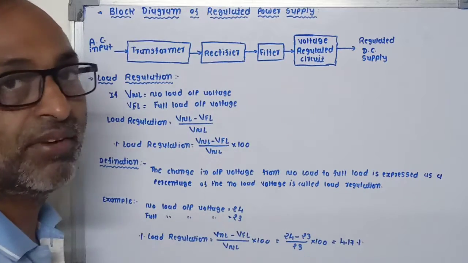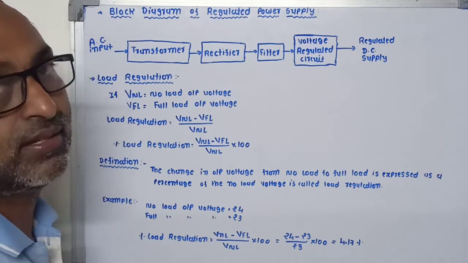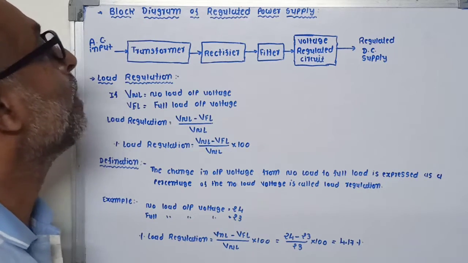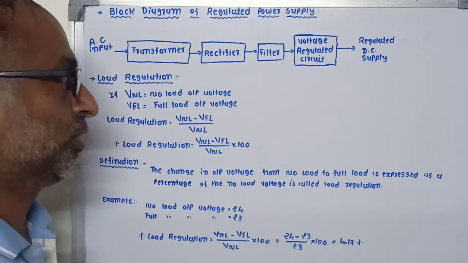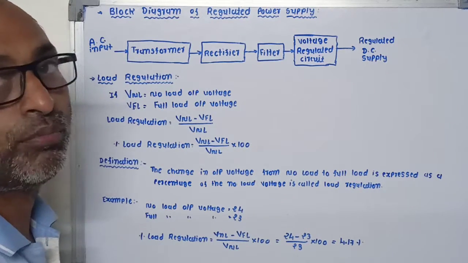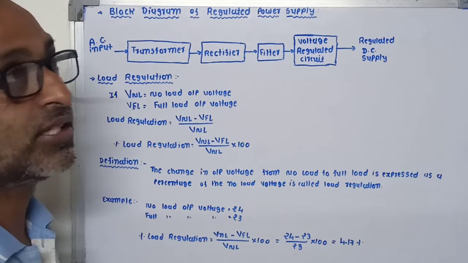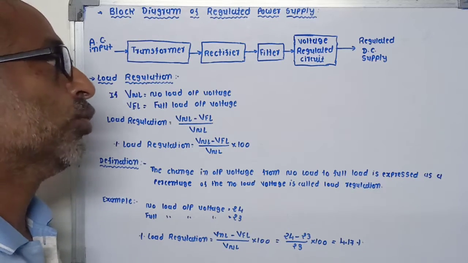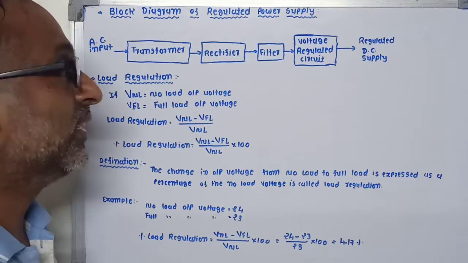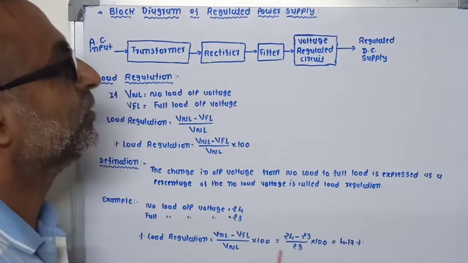Second, rectifier. A rectifier is a circuit which converts AC supply into DC supply. Mostly a full wave rectifier is used. Filter. The output of this rectifier is not pure DC. That means there are some AC components present in the DC output. To make smooth DC from pulsating DC, a filter circuit is used.